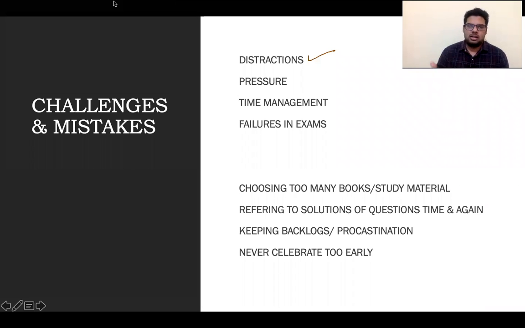Somewhere there will be some ad popping up and something else, right? You'll just try to keep it. Okay fine, I'll just keep it for 2 or 3 minutes, I'll just watch this out. You'll keep on doing that, and after that you will realize, "Yaar, ye toh 2-3 ghante barbaad ho gaye mere," right? This happens to everyone.